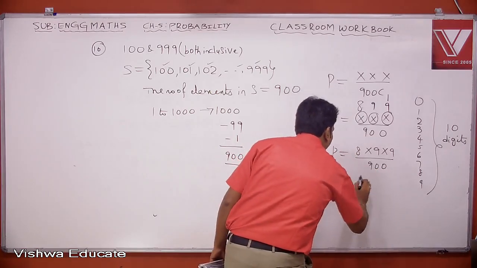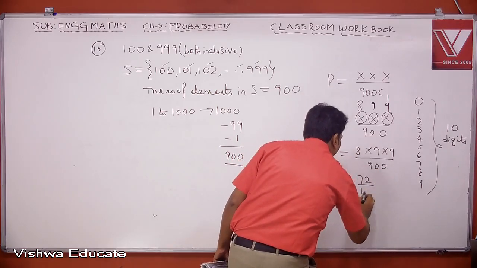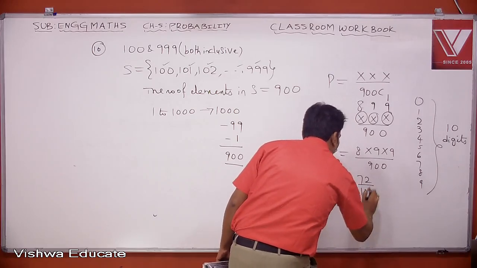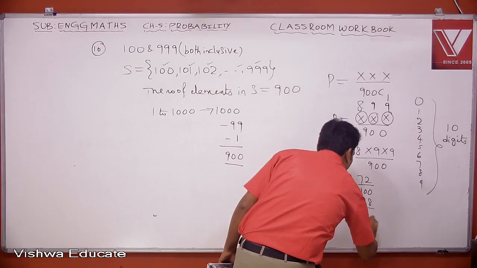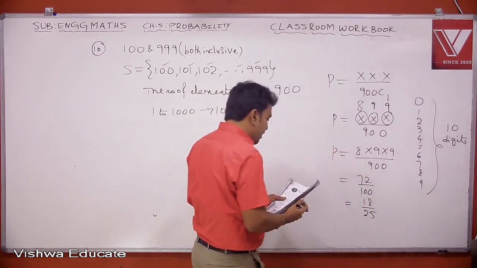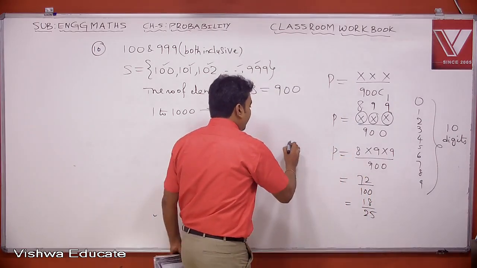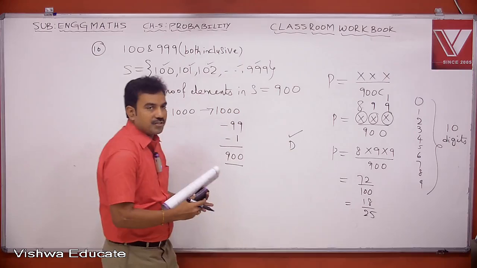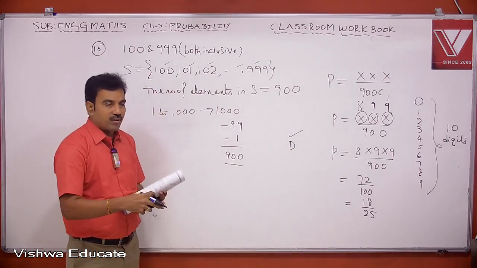So therefore this is 72 by 100. So 4 18s are 72, 4 25s are 100. So the required probability is 18 divided by 25. So option D is the right answer. Let me explain once again.